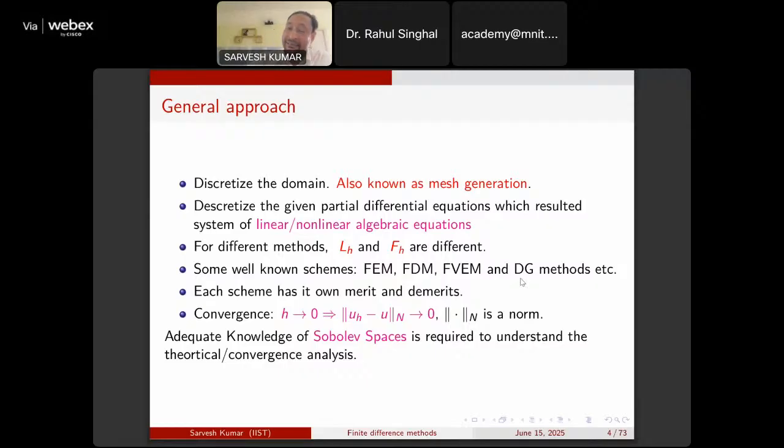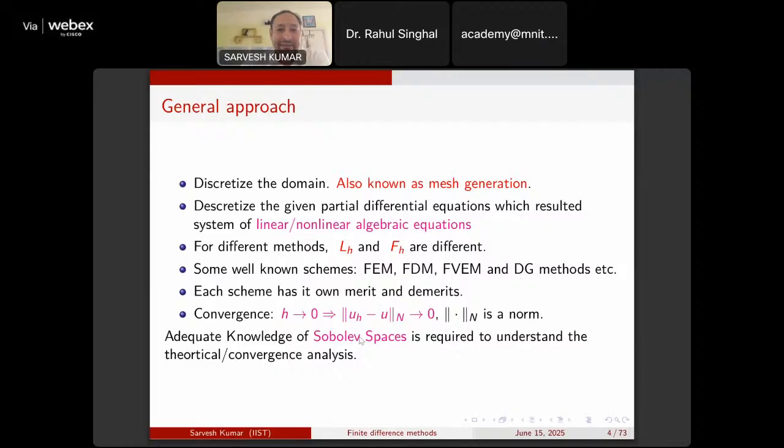But finally, as I said, to convince an industry person, I must talk about the convergence. That's the point. Whatever method we apply, regardless of the method, we must have the convergence. With that we can try to convince the industry person, yes, these numbers are right. That's the only way to convince him.